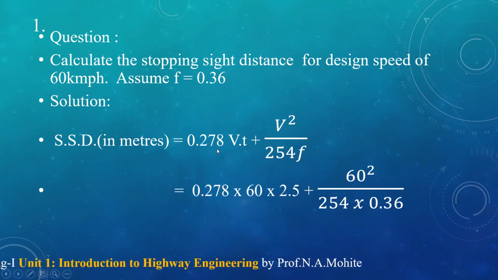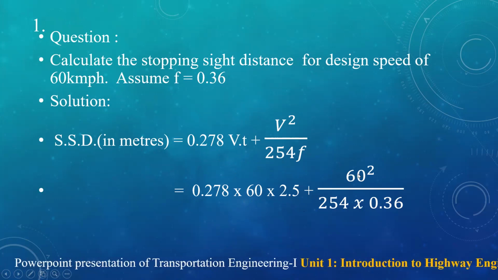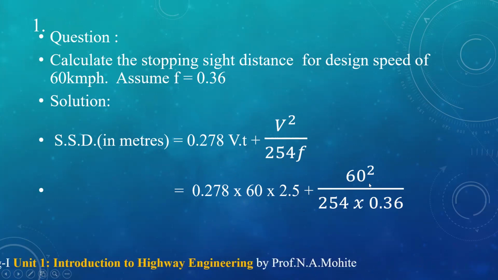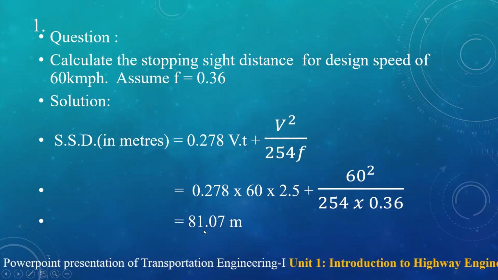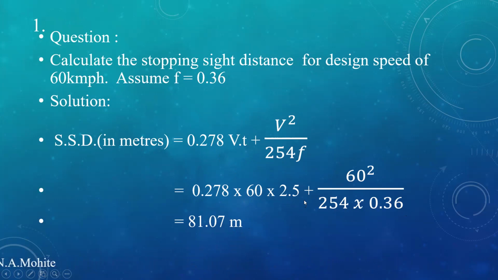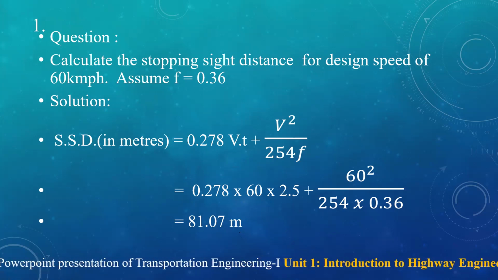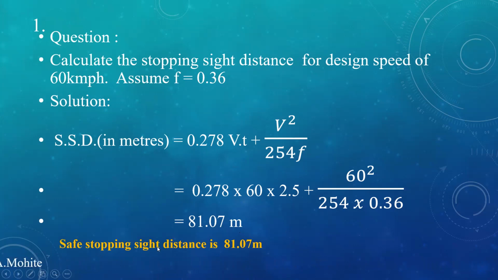So we'll just substitute here: 0.278 into 60, the design speed, and 2.5 seconds, the standard time as per the IRC, plus 60 square divided by 254 into 0.36, which is given here. The value comes out to be 81.07 meters after calculating this. Remember, the unit is important: the stopping sight distance is 81.07 meters. The conclusion should be that the safe stopping sight distance is 81.07 meters.